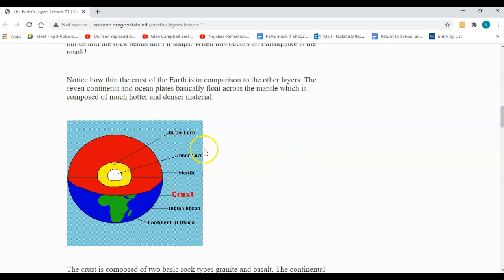So here you have another diagram showing you the different layers. Again, given what we just read, what do you notice? What does it make you think or wonder? If you need more time to study this diagram, pause the video.